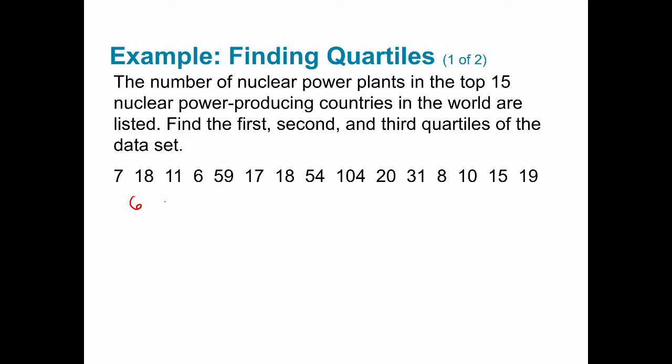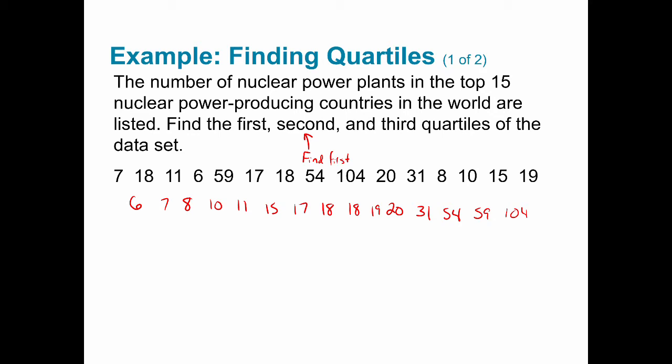6 is my smallest data value, 7, 8, 10, 11, 15, 17, 18, 18, 19, 20, 31, 54, 59, and 104. So we have that data in order of all 15 nuclear power producing countries, the number of nuclear power plants. So to find these 3 quartiles, you want to start out finding the middle quartile first. So find Q2 first.